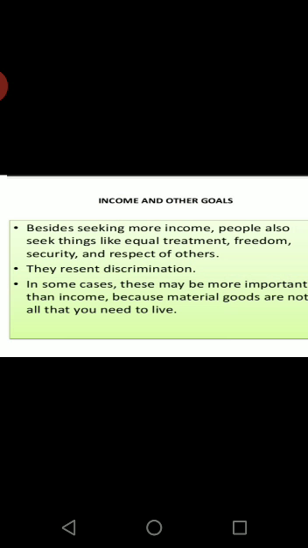Besides seeking more income, people also seek equal treatment. People also require freedom, they require security, and they demand respect from others. They do not like discrimination. In some cases these may be more important than income, because material goods are not all that you need to live. Obviously, we all agree with this. Sometimes money is secondary in front of all these non-material goals. So here we treat money as the material goal, whereas all these other things are non-material.